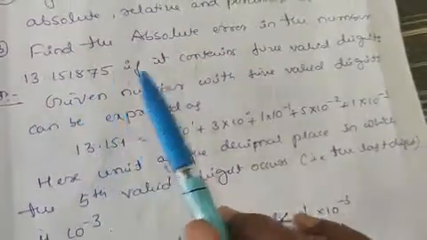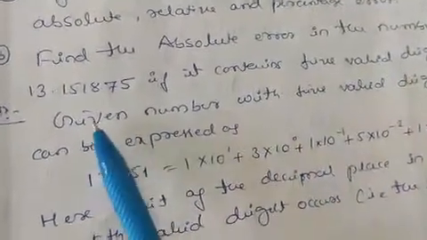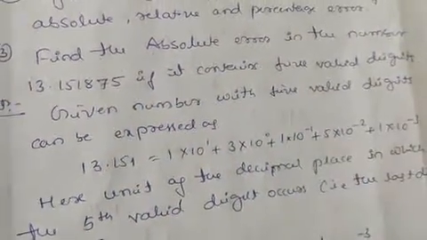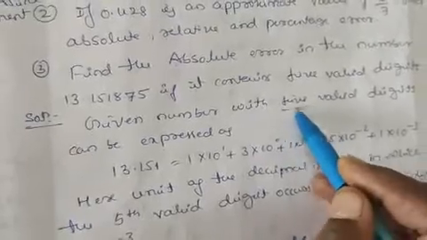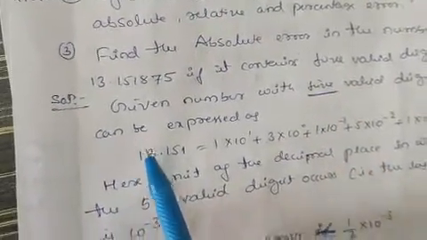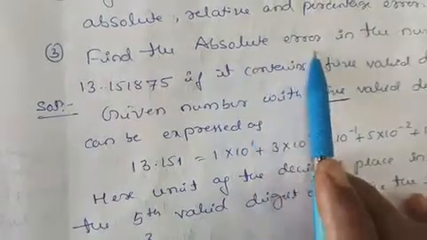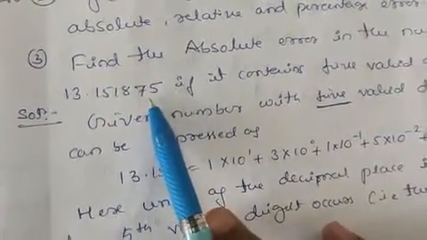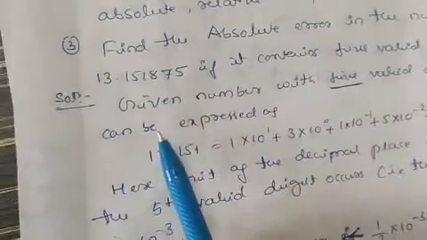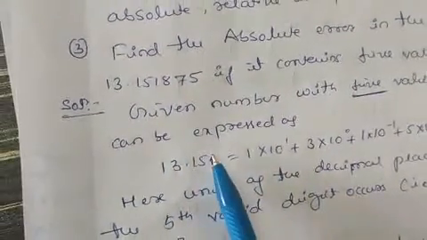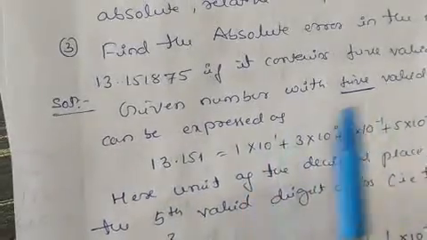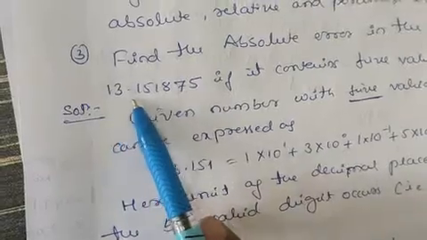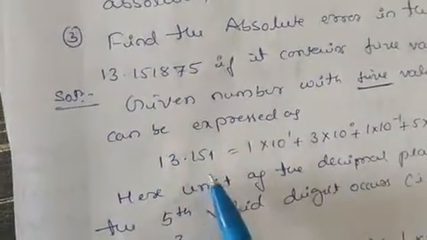Next one is to find the absolute error in the number 13.151875 if it contains 5 valid digits. This word is very important. It has 5 valid digits. So you have to find the absolute error in this number if it contains only 5 valid digits. The remaining digits are not valid. So let us take the given number. First you have to write the given number with 5 valid digits. You have to take only 5 valid digits here: 13.151.